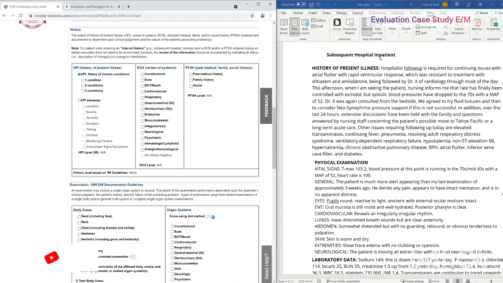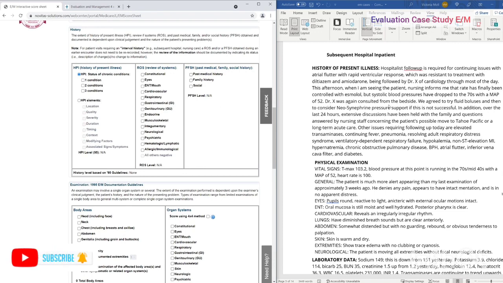So this patient is hospitalist follow-up. Continuing issues with atrial flutter, rapid ventricular response, resistant to treatment, followed by Dr. X of cardiology throughout most of the day. This afternoon, when I am seeing the patient, nursing informs me that the rate has been controlled, but systolic blood pressures have dropped to the 70s. So this is a lot of information that's not really fitting into our HPI criteria yet, right?